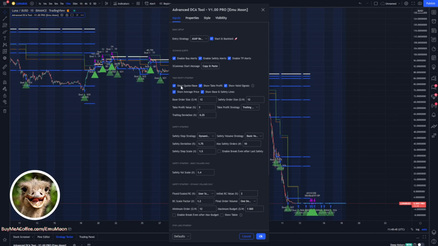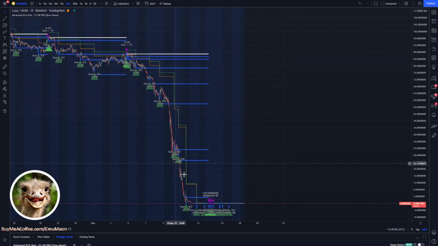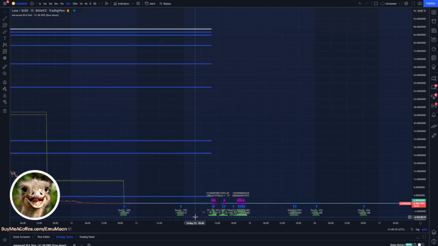Now, if I was to press this button and uncheck it, you'll see how much of the cryptocurrency you've purchased at each point. So just wait for a moment for it to refresh. And here you go. So we purchased 0.18 Luna at this point, purchased 0.128 Luna at this point. And I imagine all the way down here, we're probably buying a significant amount of Luna. Yeah, there you go. Safety order 9.